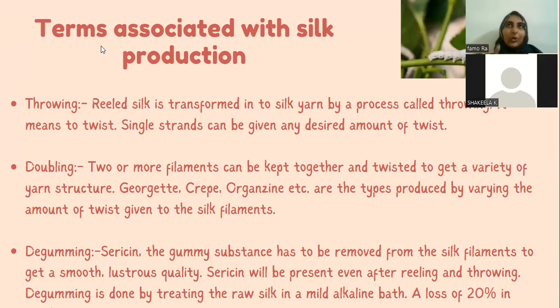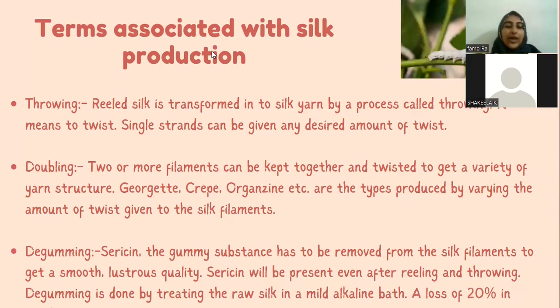So you need to know, throwing is the process where silk is converted to silk yarn. Okay, now the next process is doubling. Two or more filaments can be kept together and twisted to get a variety of yarn structures. Depending on the yarn structure, georgette, crepe, organza, etc. are the types produced by varying the amount of twist given to silk filaments.